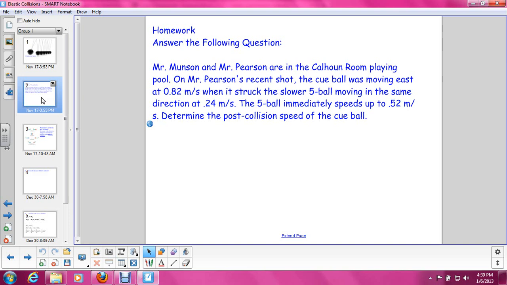On Mr. Pearson's recent shot, the cue ball was moving east at 0.82 meters per second when it struck the slower 5 ball, moving in the same direction at 0.24 meters per second. The 5 ball immediately speeds up to 0.52 meters per second. Determine the post-collision speed of the cue ball. For this problem, it might be really helpful to draw a picture.